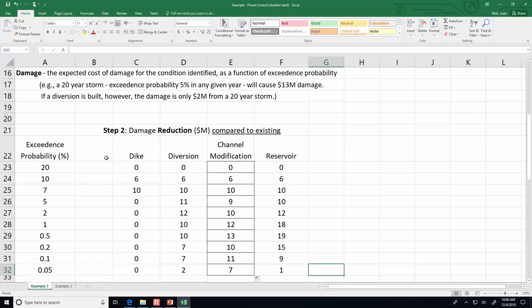Okay, so let's take a look at the channel modification. If we do channel modification, it's going to save $6 million worth of damage during the 10% storm. During the 7% storm, it's going to save $10 million worth of damage. During the 5% storm, you're going to be saving $9 million. And so essentially by building this thing, this is money that you can consider as revenue or income, an avoidance of amounts that you're going to have to pay if it occurred. So any questions with step two?